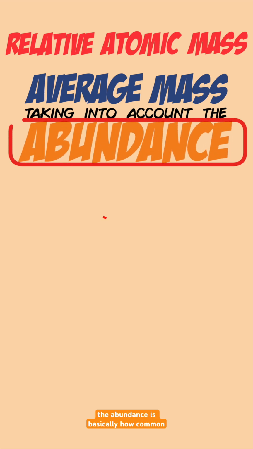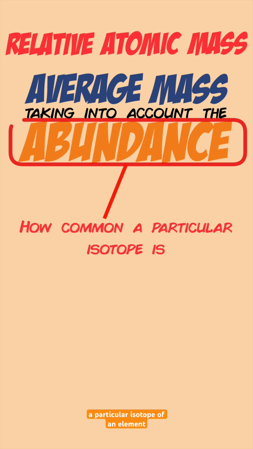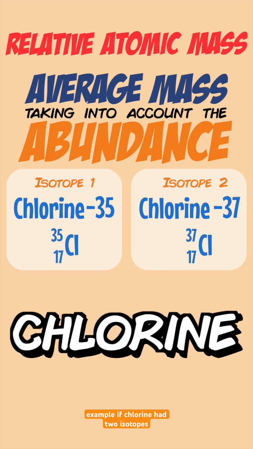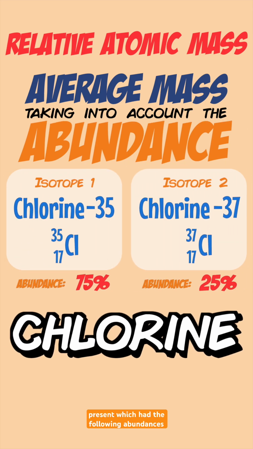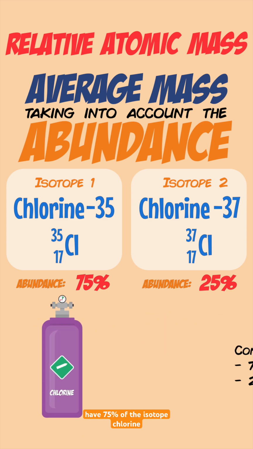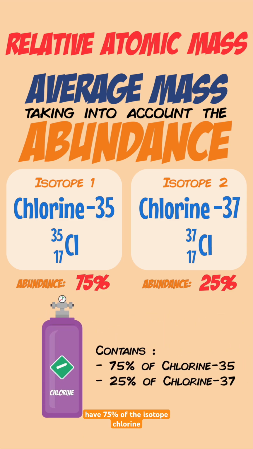The abundance is basically how common a particular isotope of an element is if you were to have a sample of it. So for example, if chlorine had two isotopes present which had the following abundances, it would mean that any sample of chlorine that you have would have 75% of the isotope chlorine 35 and 25% of chlorine 37.